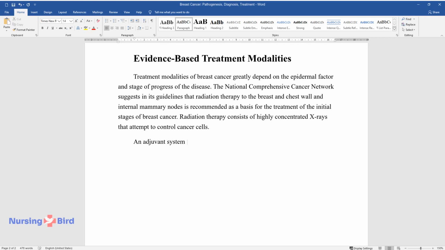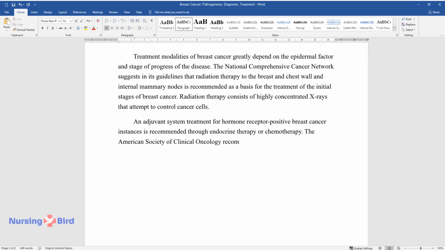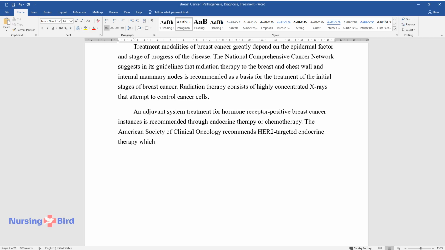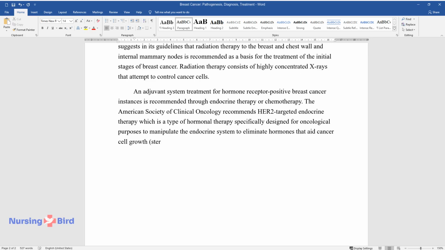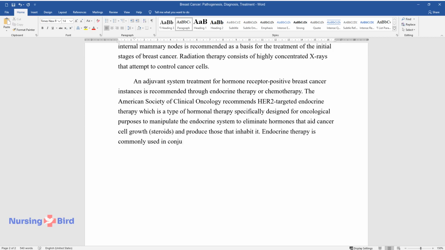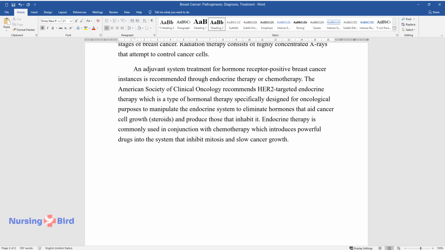An adjuvant systemic treatment for hormone receptor-positive breast cancer instances is recommended through endocrine therapy or chemotherapy. The American Society of Clinical Oncology recommends HER2 targeted endocrine therapy, which is a type of hormonal therapy specifically designed for oncological purposes to manipulate the endocrine system to eliminate hormones that aid cancer cell growth, steroids, and produce those that inhibit it. Endocrine therapy is commonly used in conjunction with chemotherapy, which introduces powerful drugs into the system that inhibit mitosis and slow cancer growth.